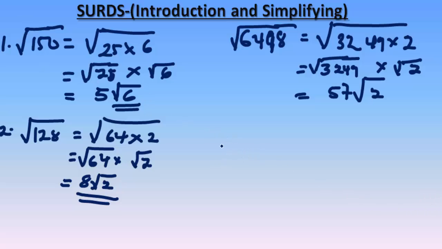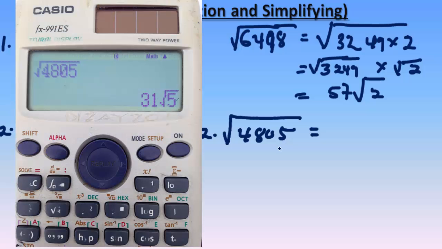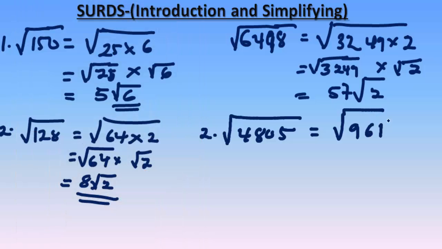Simplify root of 4805. If it is difficult to find the two factors, just punch this on the calculator as displayed on the screen. You will realize that the calculator will give you 31 root 5. So 31, just square the 31. Always square the number outside the root, then multiply by the number inside the root. So 31 squared will give you 961 multiplied by 5.